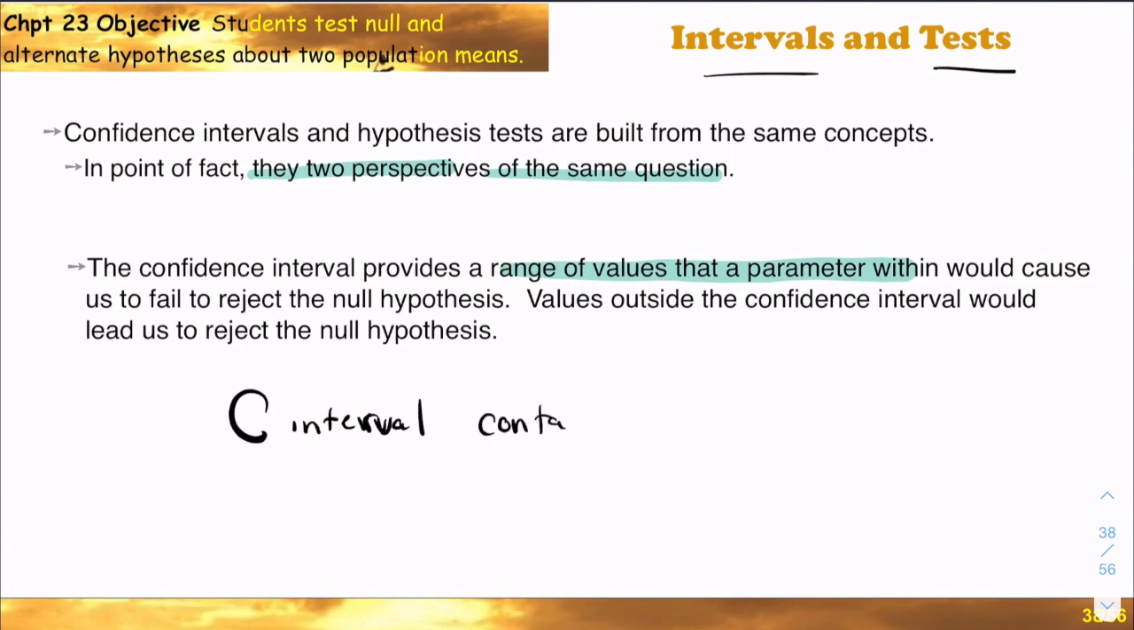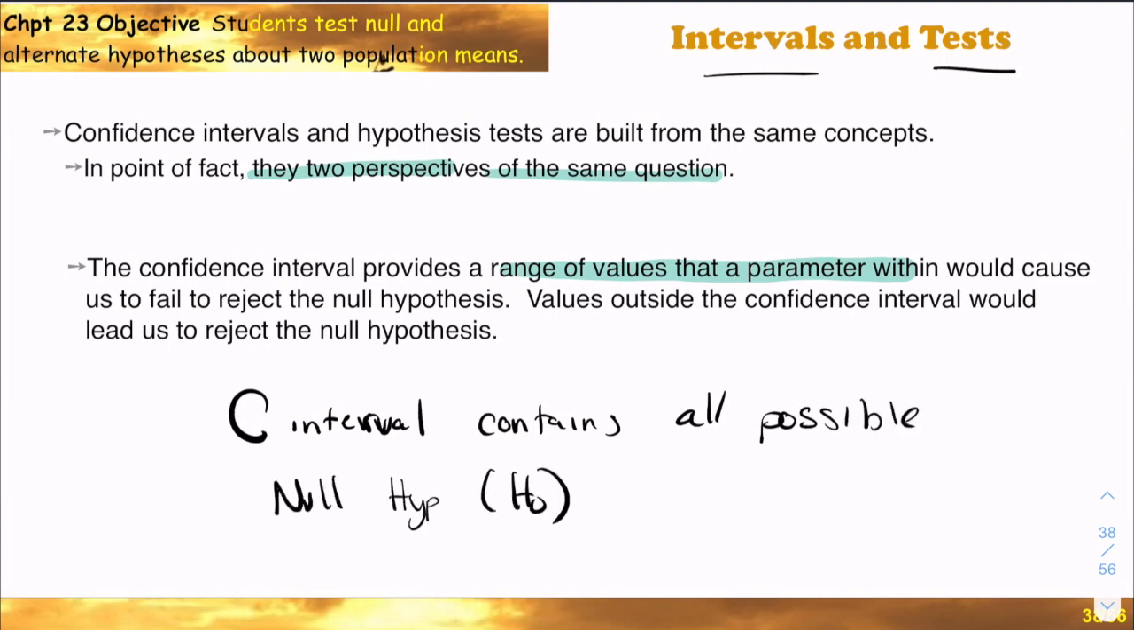aka our confidence interval contains all possible null hypotheses. That's what it means by the confidence interval providing a range of values that a parameter within would cause us to fail to reject the null hypothesis. These are all potential nulls that could be true. Values outside of the confidence interval would lead us to reject the null hypothesis.